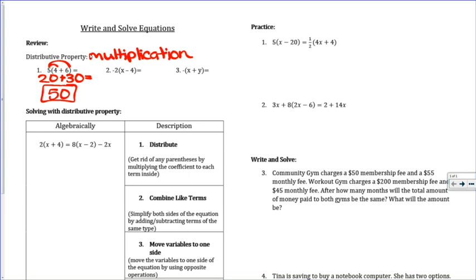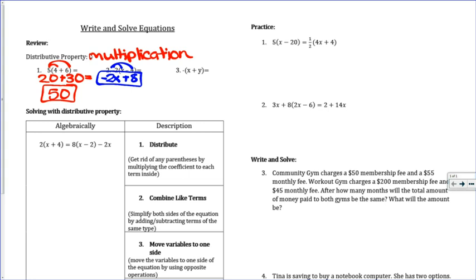Next, we have negative 2 times the quantity x minus 4. So we're going to take this negative 2 and distribute it inside the parentheses. Negative 2 times x is negative 2x, and negative 2 times negative 4. Because we have this minus sign here, that's the same as multiplying by a negative 4. So a negative 2 times a negative 4 is going to give us a positive 8. Negative 2x and 8 are not like terms, so our final answer is negative 2x plus 8.